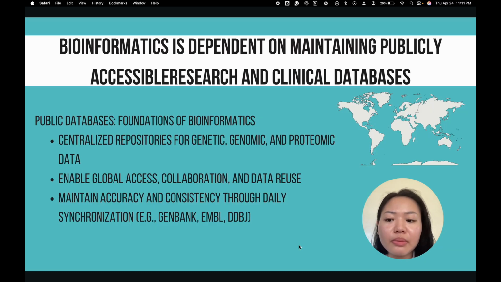Bioinformatics is dependent on maintaining publicly accessible research and clinical databases. Public databases are the cornerstone of bioinformatics. They provide centralized, curated, and openly accessible repositories for biological data, including DNA and protein sequences. These databases are not isolated. Major platforms such as GenBank, EMBL-EBI, and DDBJ synchronize daily to ensure global consistency and collaboration. This open data sharing model accelerates scientific discovery and fosters transparency in research.